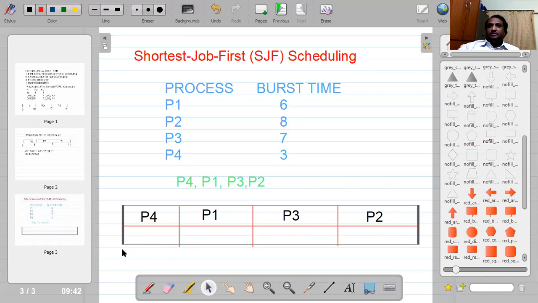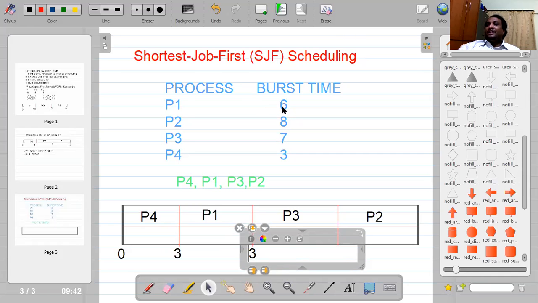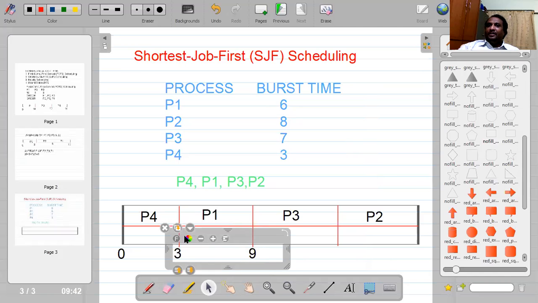P4 is going to start at time 0, and it is going to complete up to what is the time duration of P4? 3 seconds. So up to 3 seconds it is going to complete the execution. So at the third second P1 is going to start. Then when is P1 going to complete? It is going to take 6. So 6 plus 3? 9. At the 9th second, it is going to complete. Then at the 9th second, P3 is going to start. Then when is P3 going to complete?